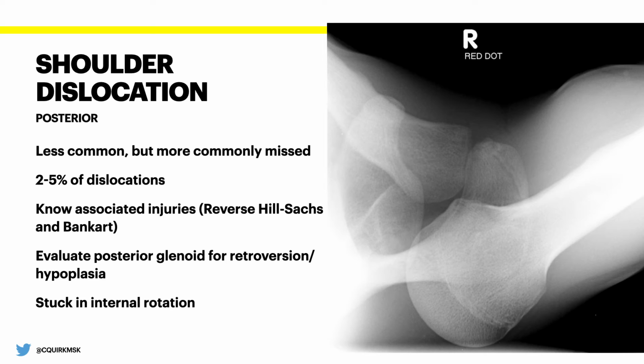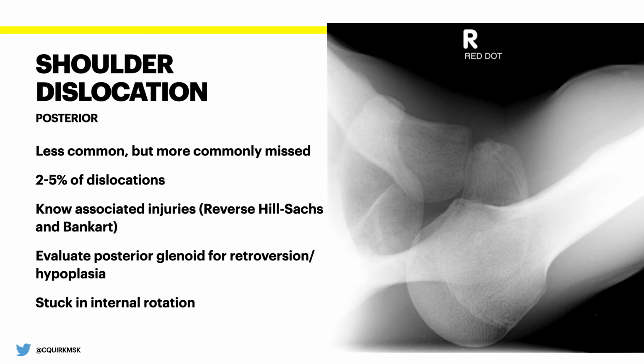Posterior dislocations are much less common, but they're much more easily missed. They account for 2 to 5% of dislocations. You get similar types of injuries, but they're the opposite of what you see with an anterior dislocation. So you get a reverse Hill-Sachs or a reverse Bankart lesion. The other thing you can look for on a radiograph is called a trough sign, which is a representation of the reverse Hill-Sachs. So you have your impaction fracture here along the anterior humeral head in that situation.